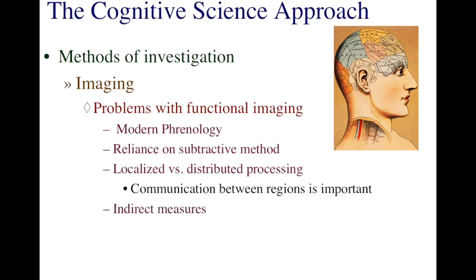Another problem with functional imaging is that it relies on an indirect measure. We're not actually watching the brain in action. Remember, both PET scanners and functional magnetic resonance imaging follow blood flow. Oxygenated blood going to different parts of the brain is thought to indicate that that part of the brain is active. But getting oxygen to the brain happens after the fact.